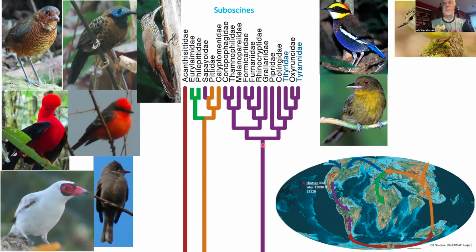Meanwhile, the New World suboscines, again, which came from the south and spread throughout South America, they come in huge variety. If you've been to the neotropics, you've seen a lot of them. Antpittas, antbirds, cock-of-the-rock here, tityras, all these guys, New World suboscines.